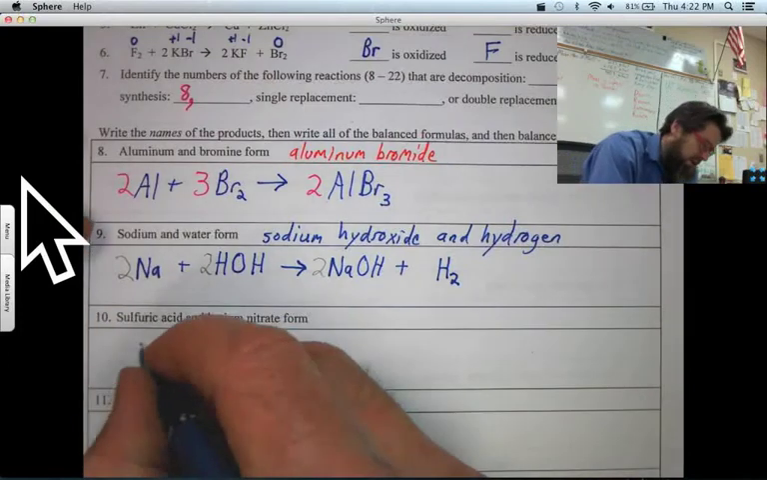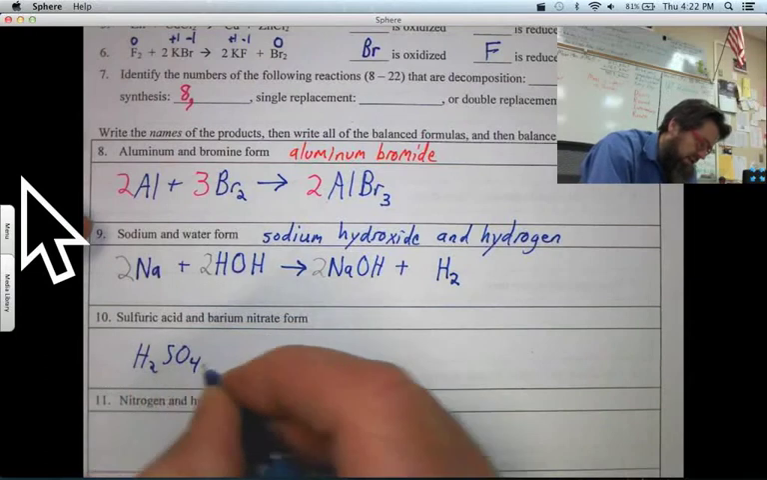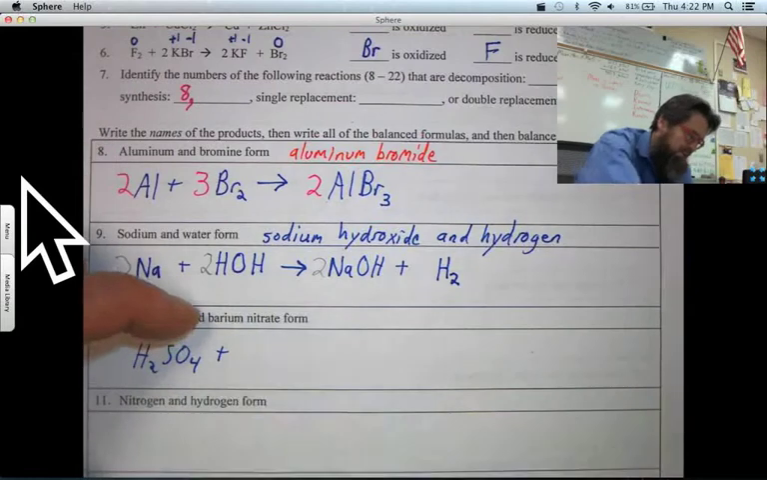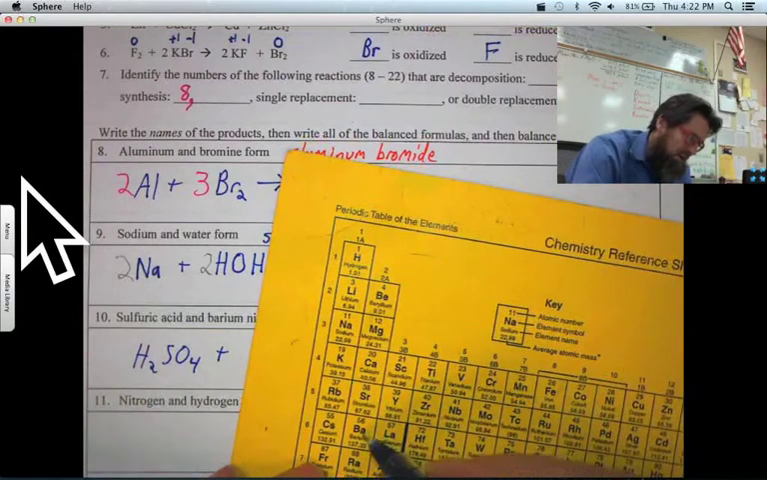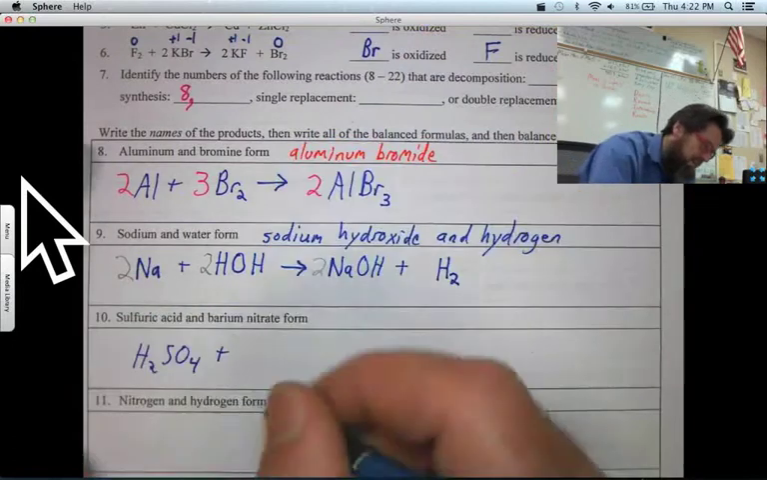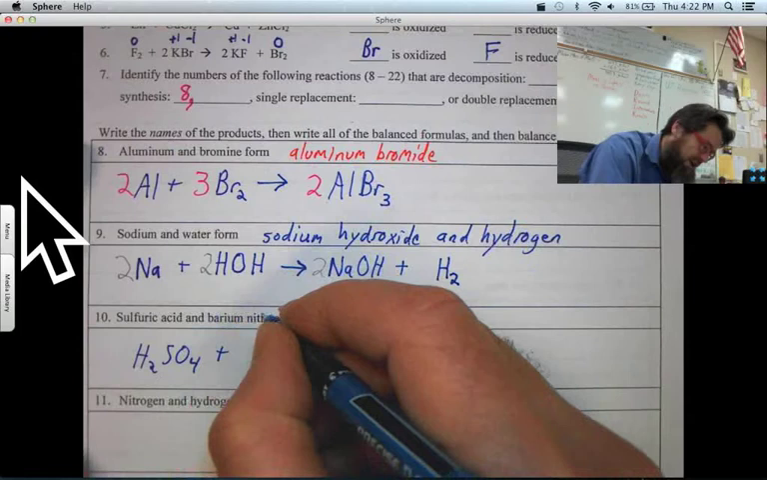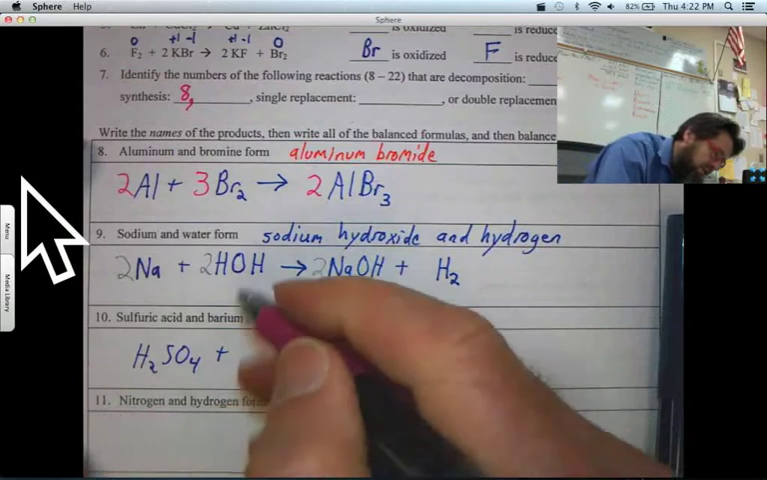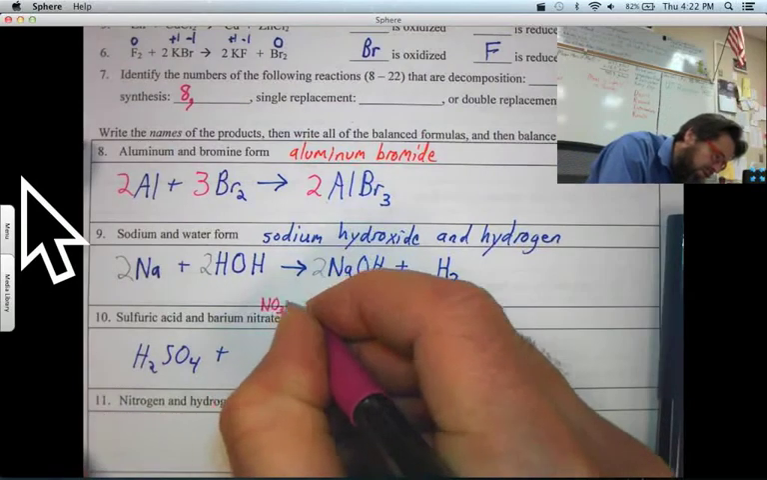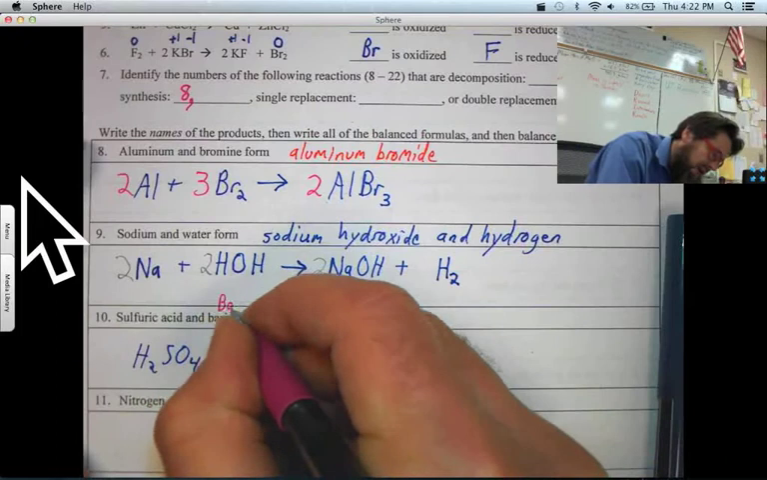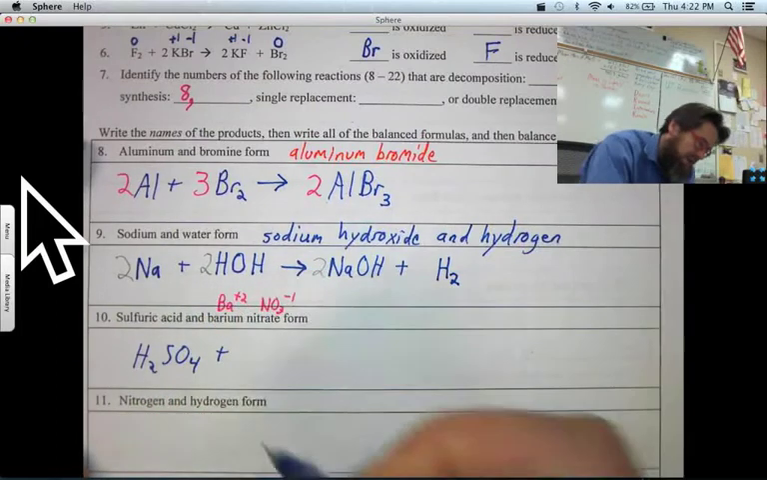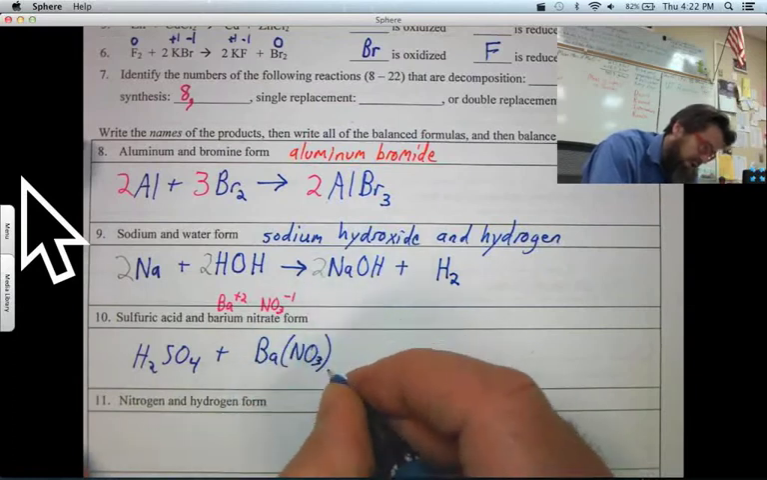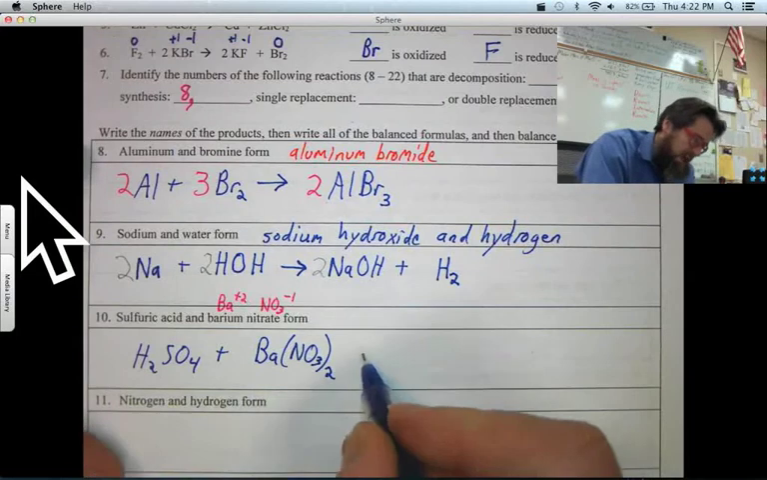Okay, next reaction, sulfuric acid and barium nitrate. Sulfuric acid, H2SO4, one of the strong acids we memorized, plus barium nitrate. Barium is an alkaline earth metal, +2 charge. Barium nitrate has, of course, the NO3 -1 charge. So NO3 with a -1 charge, and the barium is Ba +2. That will make barium nitrate. We need 2 nitrates, 2 NO3s. And there are our reactants.